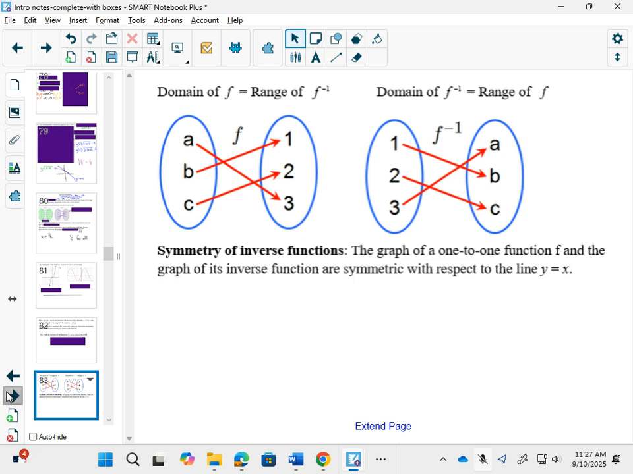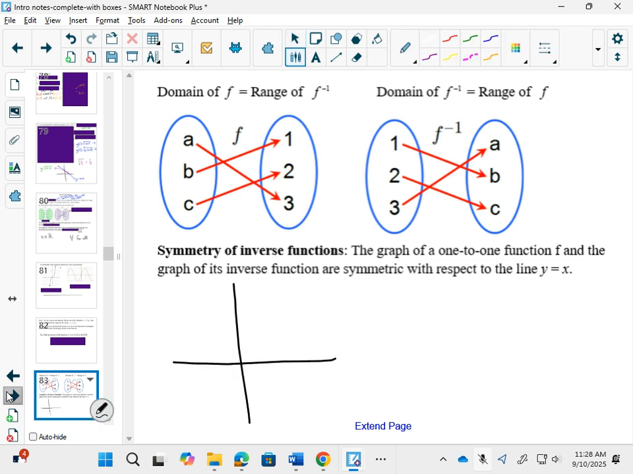And the graph of a one-to-one function f and the graph of its inverse are symmetrical over the line y equals x. So if you have the line y equals x, which is this diagonal line, if you wanted to find the inverse of something, you just need to reflect it over that line.